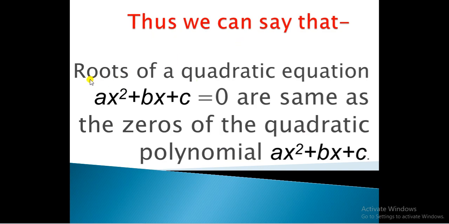Now thus we can say that roots of a quadratic equation ax square plus bx plus c equals to 0 are the same as the zeros of the quadratic polynomial ax square plus bx plus c. So whether we talk of roots of a quadratic equation or the zeros of a quadratic polynomial, both are the same thing.